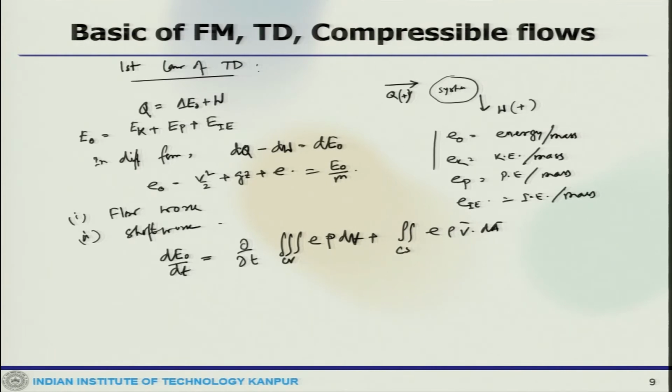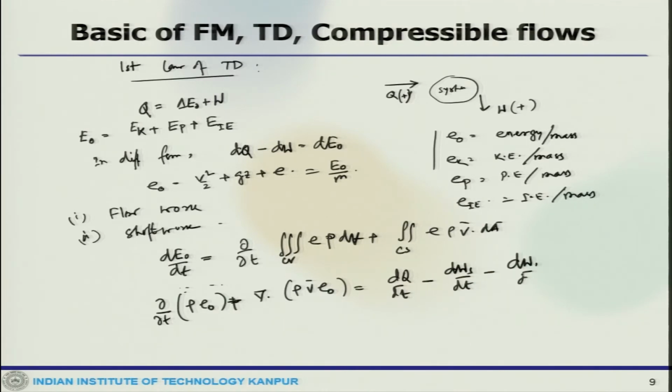So, you put things back there, and once you take the divergence and all this, you can look at those couple of steps further for detailing, and you get back ∂/∂t of ρE0 plus ∇·ρV E0, which will be dq/dt minus dWs/dt.